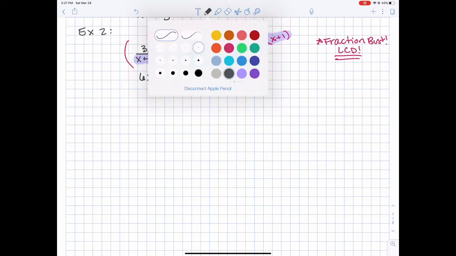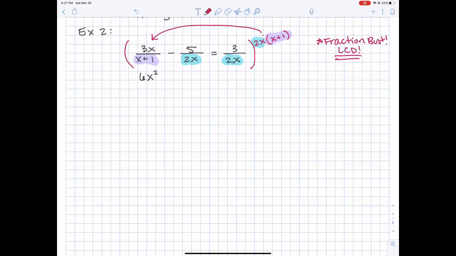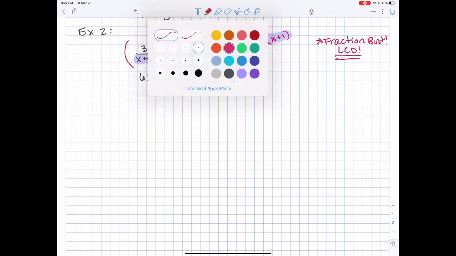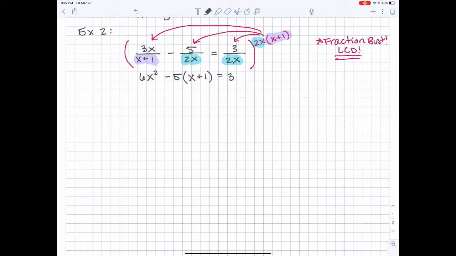All right, and then I'm going to take my 2x times x plus 1, multiply it by my second term, and we end up canceling out the 2x, meaning that I'm left with a 5 times x plus 1. And then we're going to set that equal to the last term I need to multiply. The 2x's cancel out, but you still have that x plus 1. So we're left with 3 times x plus 1.